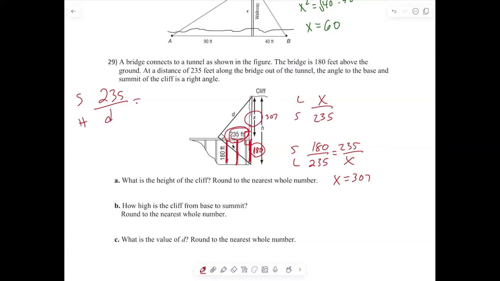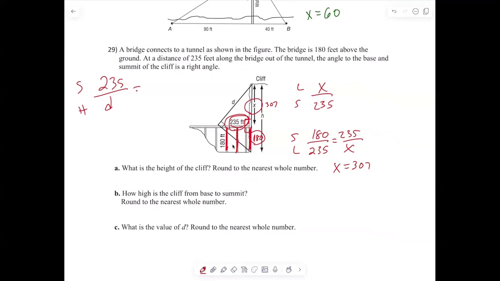What's the difference? How high is the cliff from the base? I think that's X, isn't it? Oh, wait a minute. What is the height of? So the height of the cliff is this right here, whole thing, it looks like. You with me? I think that's what they're looking for.